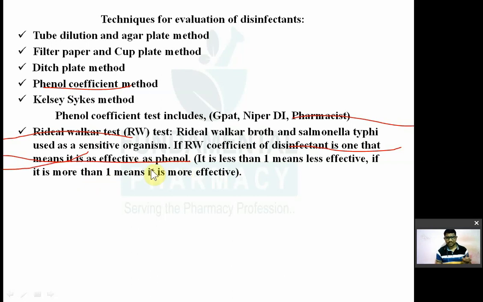Phenol के comparison में दूसरा disinfectant कितना effective है, उसके लिए जो टेस्ट होता है उसको बोलते हैं रेडियल वॉल्कर टेस्ट और आरडब्ल्यू कोएफिशिएंट. So if RW coefficient of disinfectant is 1, that means it is equally effective as that of the phenol. If it is less than 1, that means it is less effective than phenol. If it is more than 1, that means it is more effective than phenol. Okay.